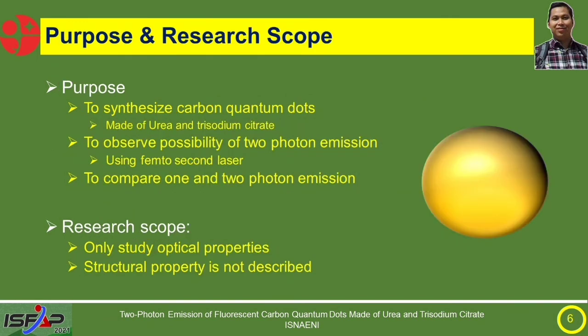The purposes of this work are, number one, to synthesize carbon quantum dots that are made of urea and trisodium citrate. Number two, to observe the possibility of two-photon emission of synthesized carbon quantum dot. And number three, to compare down conversion photoluminescence and two-photon emission mechanism.